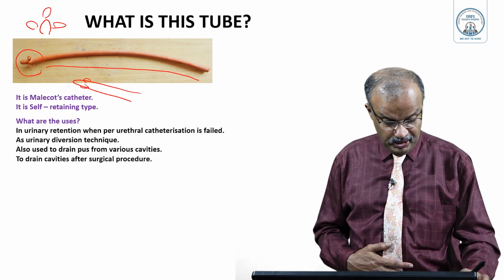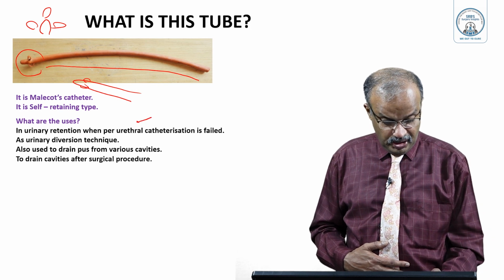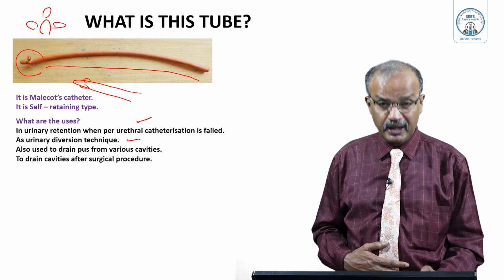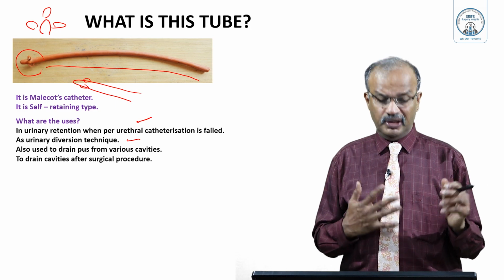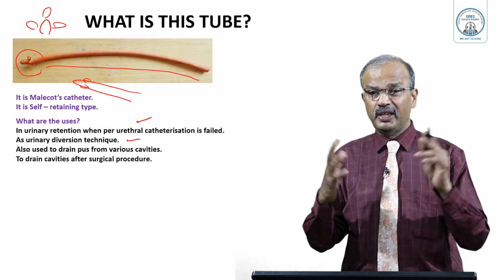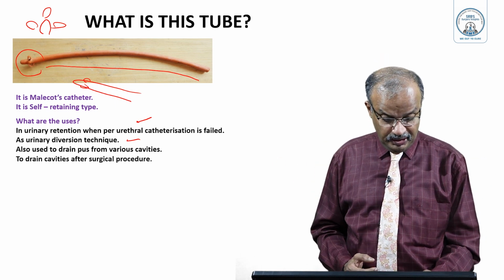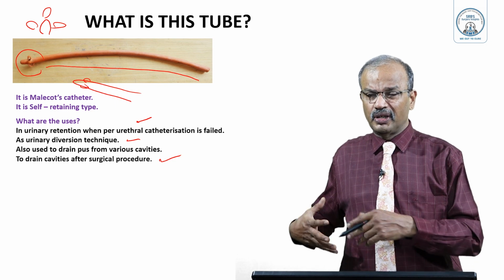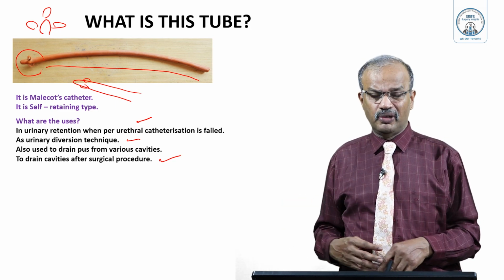So what are the uses? Urinary retention I already told, as urinary diversion, anywhere urinary diversion, major surgeries and other things can use it. To drain pus in various cavities, any abscess cavities. Drain cavities after surgical procedure. It's a big cavity and a big surgery here. We can put a Malecot catheter and bring it out.